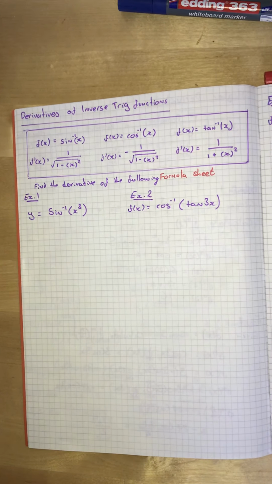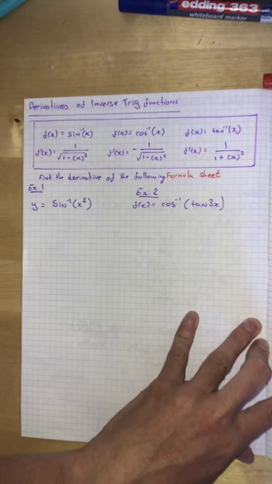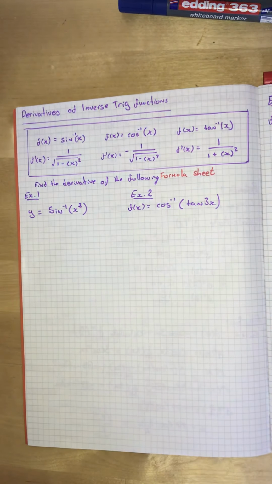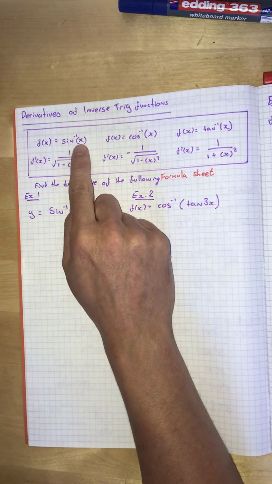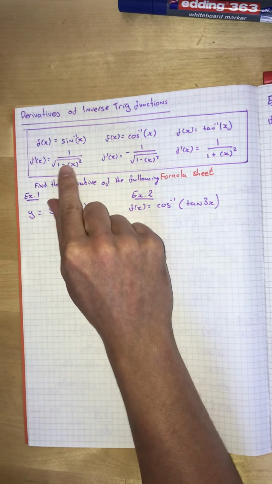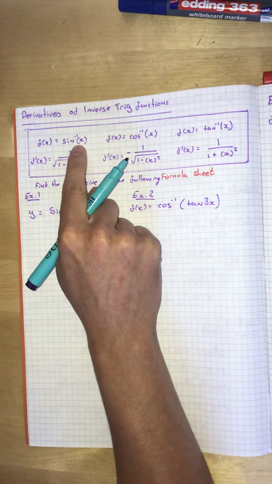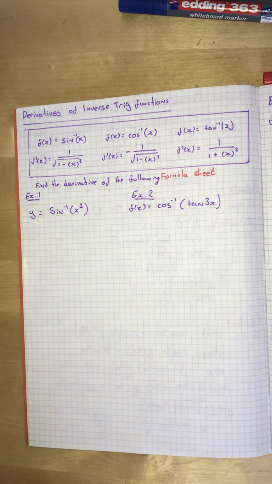Hi, so what we're going to be doing in this video is differentiating inverse trig functions. Okay, so the derivative of the inverse sine function is 1 over the square root of 1 minus x squared. Okay, and I've been very particular about putting this in brackets because whatever is in here is all squared, which we'll come to in a bit and hopefully makes sense.